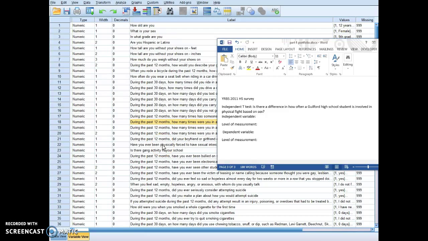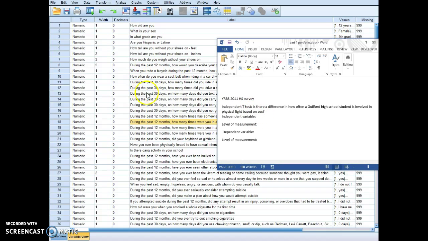In this video, I'm going to show you how to run an independent sample t-test through SPSS data. As you can see, I have the SPSS data already pulled out, and I obtained this through the Youth Risk Behavioral Survey, High School, Guilford County Students, Public Health Statistics. In order to test this, my research question is: is there a difference in how often a high school student is involved in a physical fight based on sex?